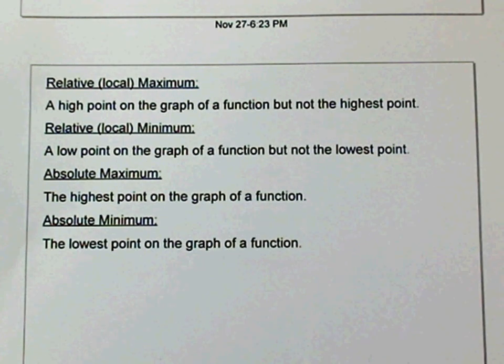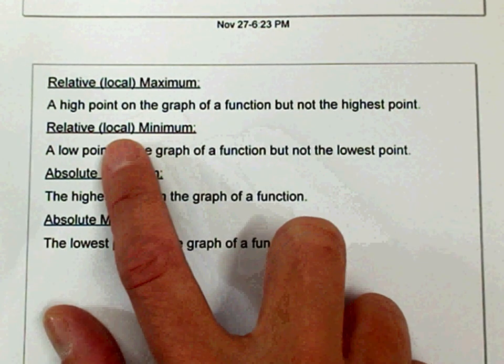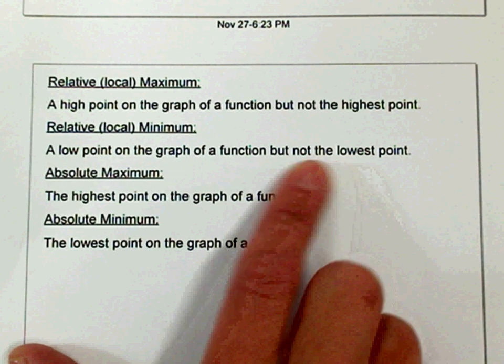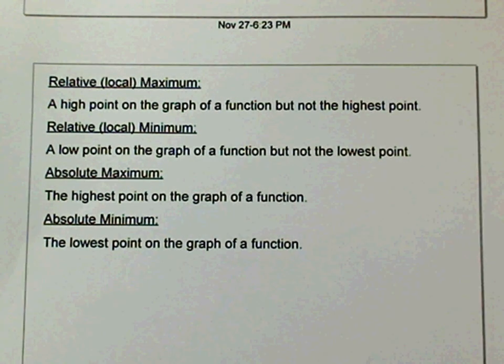A relative or local maximum is a high point on the graph, but is not the highest point. A relative local minimum is the low point in the graph, but not the lowest. Absolute maximum is the highest point on the graph, and absolute minimum is the lowest point on the graph.